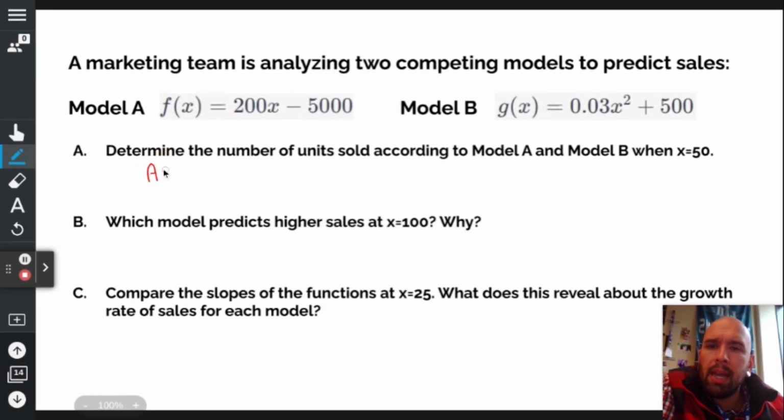So model A gives us 5,000. No calculator needed for that. I could have just done that. That's not 5,000. If I plug in 50, it is 5,000. Stupid. And then B ended up being, what was it, 575.